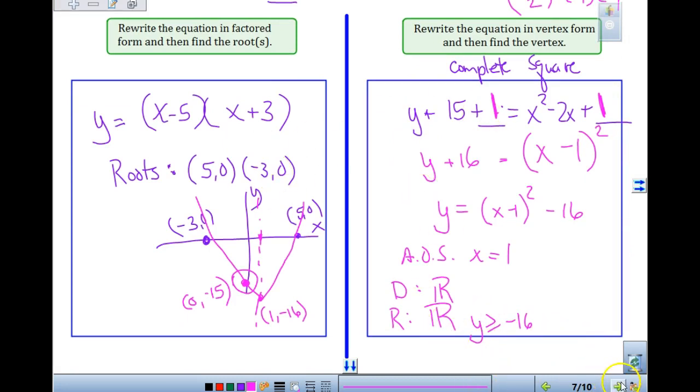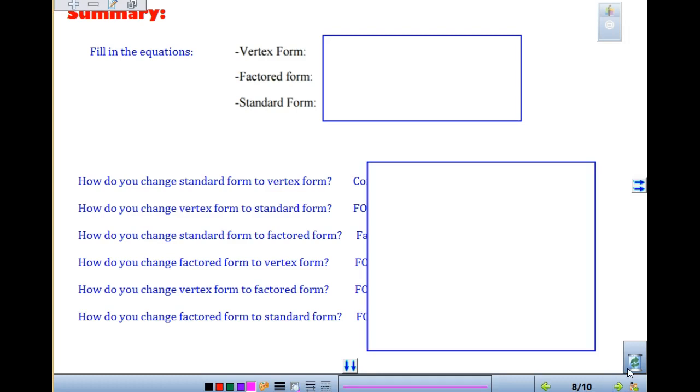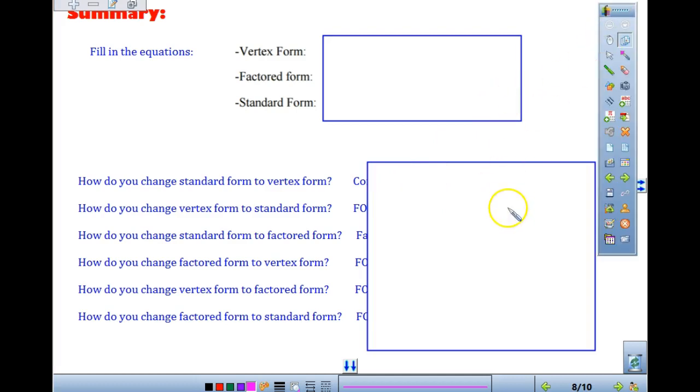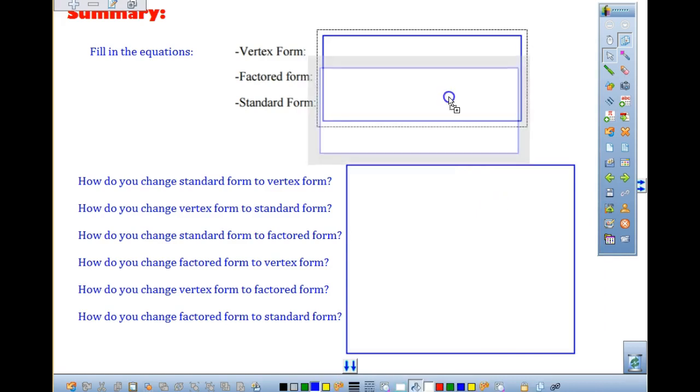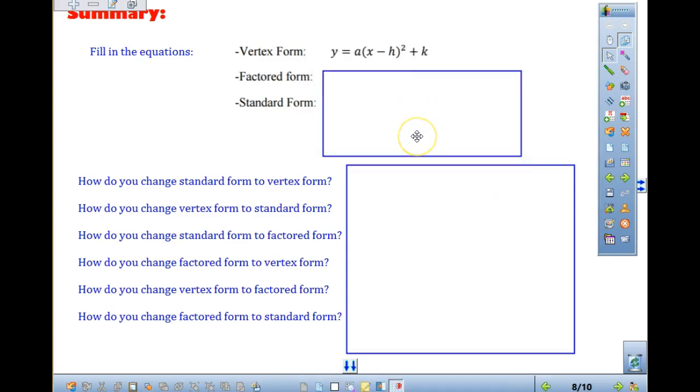Whereas earlier this year when we started this unit, the only thing we could really do was make that table of x, y values after we found the vertex, and then substitute those in and look at those values. So what does our vertex form look like? Y equals a, x minus h squared plus k.